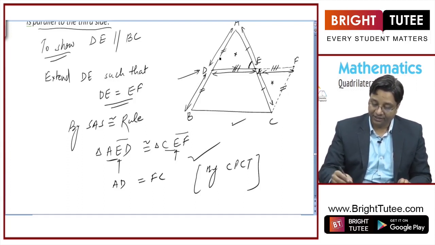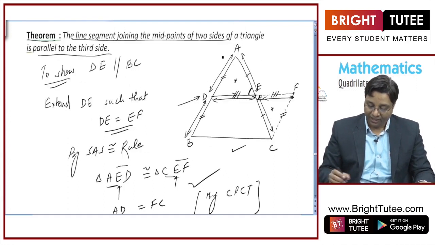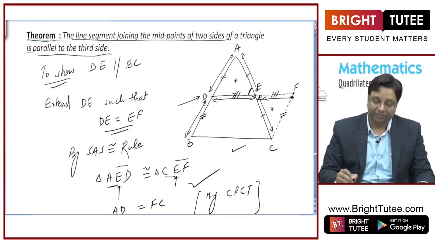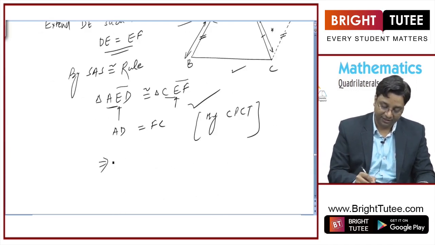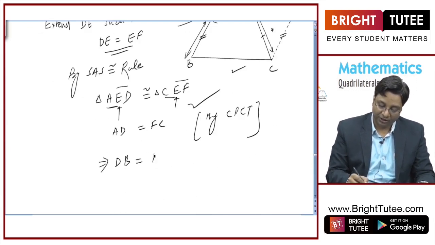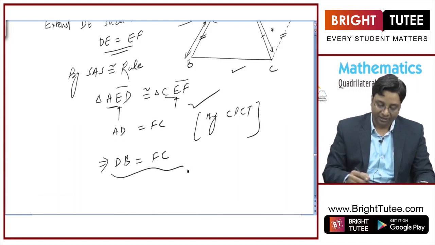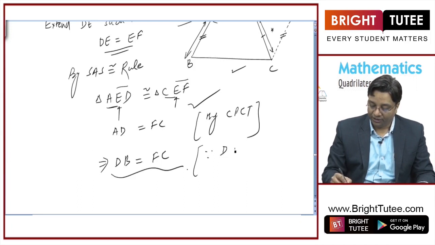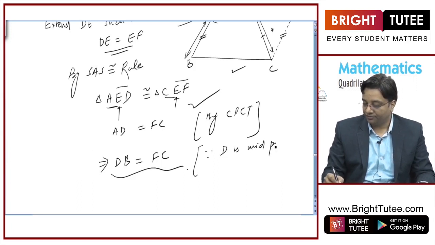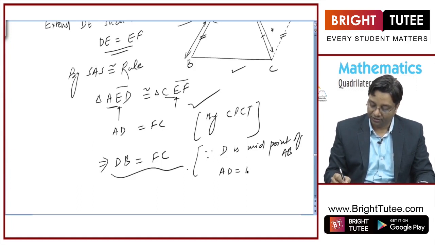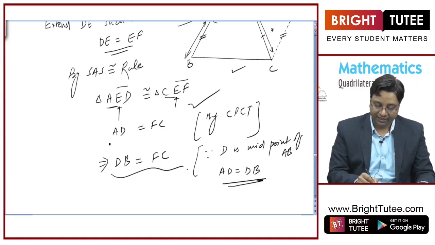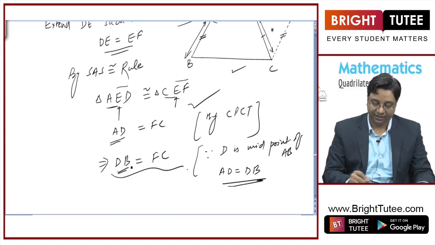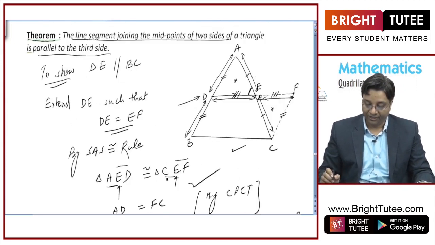Now if FC is equal to AD, what can you say about this DB? Will it be equal to FC? Yes. Hence DB is also equal to FC. Why? Because D is the midpoint of AB, hence AD is equal to DB, right? AD is equal to DB, hence DB is equal to FC, right?